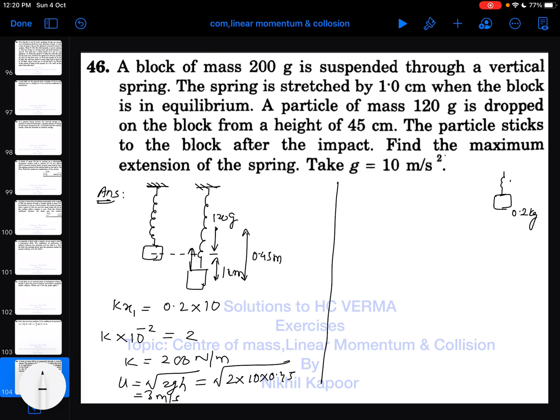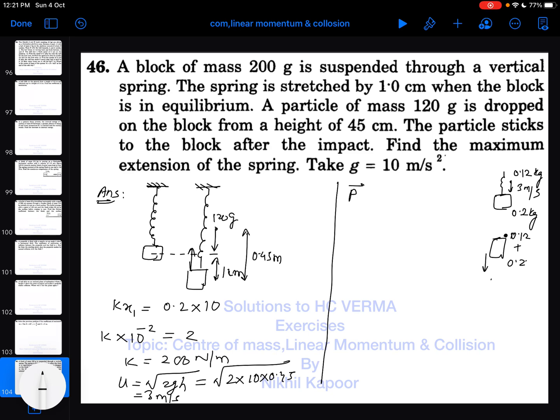Now the collision is happening between the block of 0.2 kg which is attached to the spring and the 0.12 kg body having a velocity of 3 meter per second, and this is the initial situation. After collision, the two bodies, 0.2 kg and 0.12 kg, get stuck together and go with some common velocity. So we have to find that common velocity.